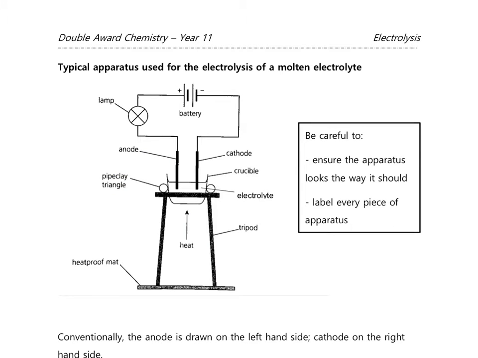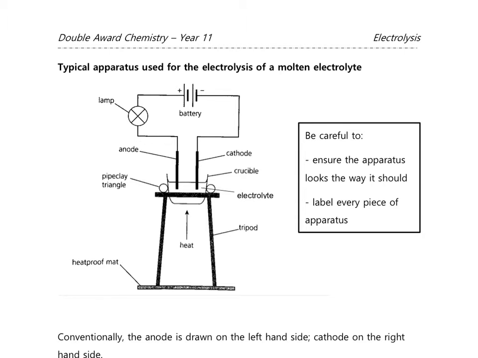Over on the next page, you have a typical diagram of the apparatus that we use for electrolysis. This would be sort of on a lab scale, a smaller scale. And you may be asked to draw this apparatus, so it's worth drawing, or you may be asked to label it, or you may be given it and asked to explain the process of electrolysis, which we'll look at a wee bit more now. But this is apparatus that you need to be familiar with.